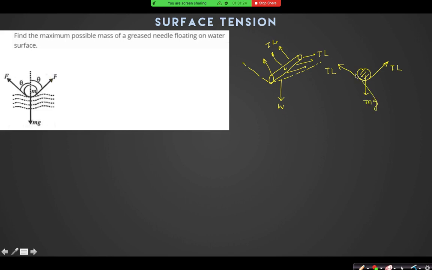If these angles are theta, then I can say 2TL cos theta is equal to mg. So m is equal to 2TL cos theta by g, right? So m must be less than or equal to 2TL by g.